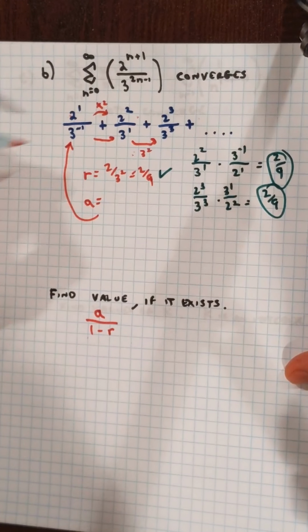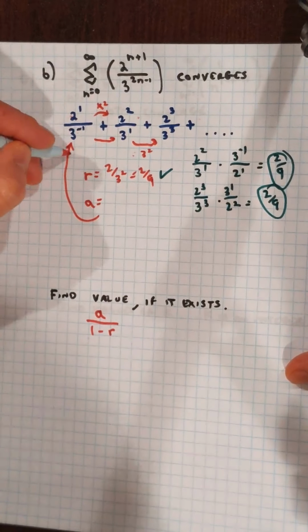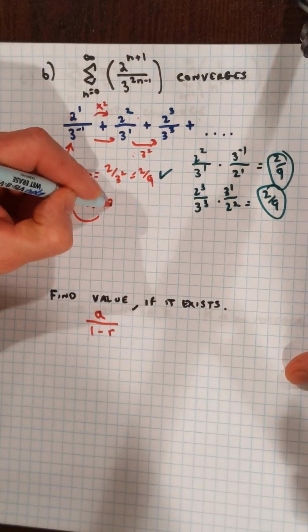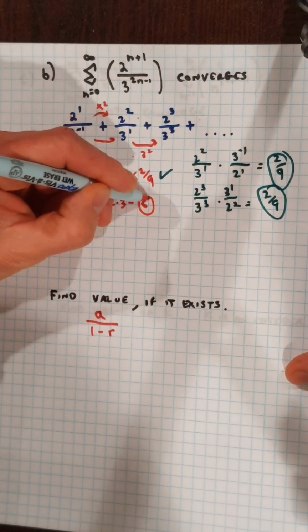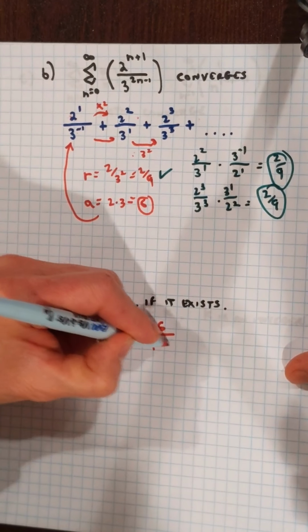My first term is right here. That's 3 to the negative 1, which you flip up, which is 3. So this is 2 times 3, which is 6. That means the value does exist. It's the first term divided by 1 minus 2/9.